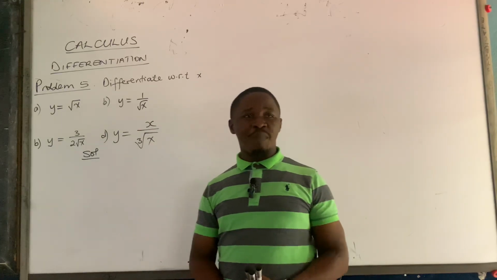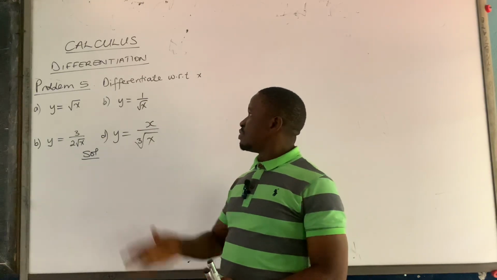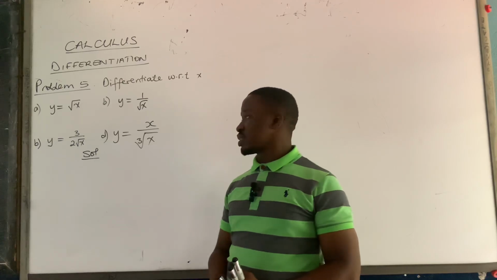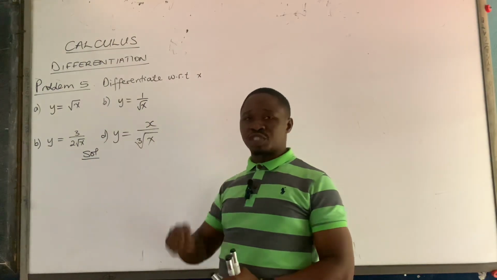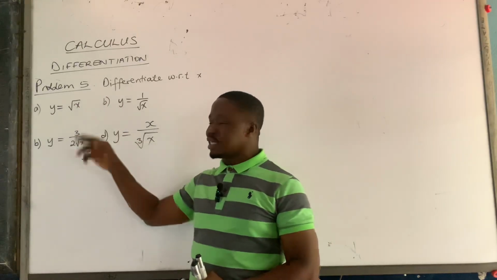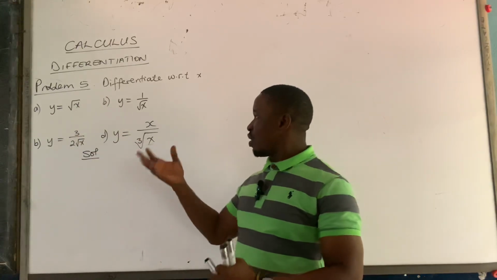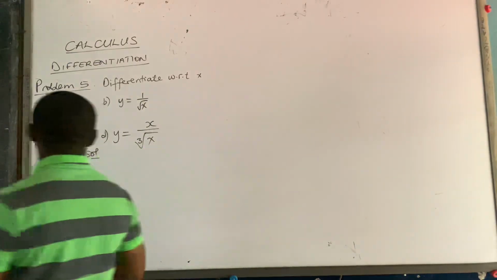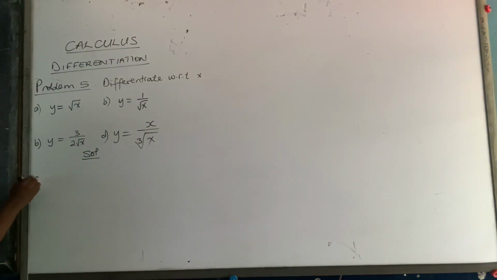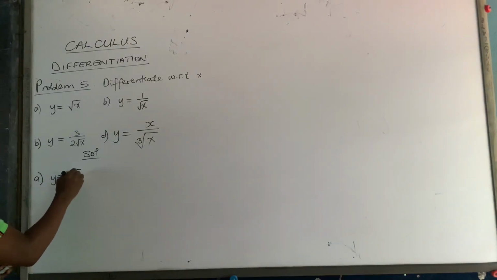This is the fifth problem for differentiation calculus. We have four problems on the board, all constituting problem 5, A, B, C, D. So we want to differentiate all these with respect to x. The first one says y is equal to root x.